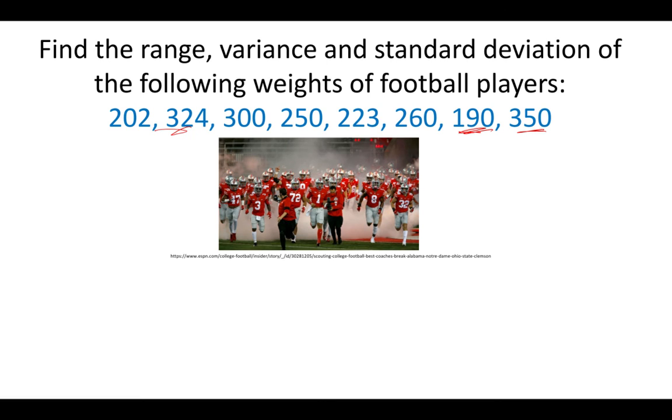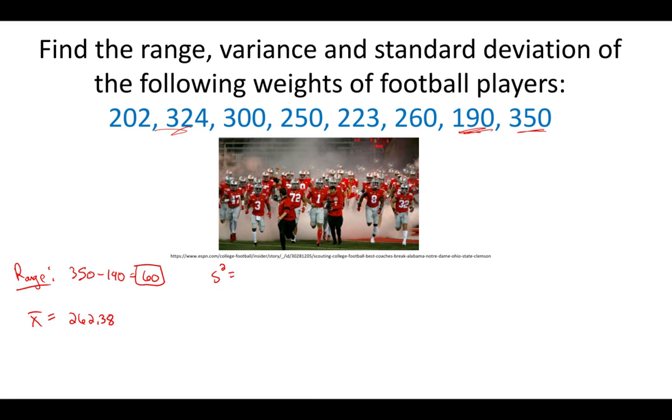So go ahead and calculate the range. Range on this one will be 350 minus 190. So that's going to give you a 60. Next thing you do is calculate the mean. So go ahead and do that. Your mean for this one should be approximately 262.38, which means we can now go ahead and set up the variance.